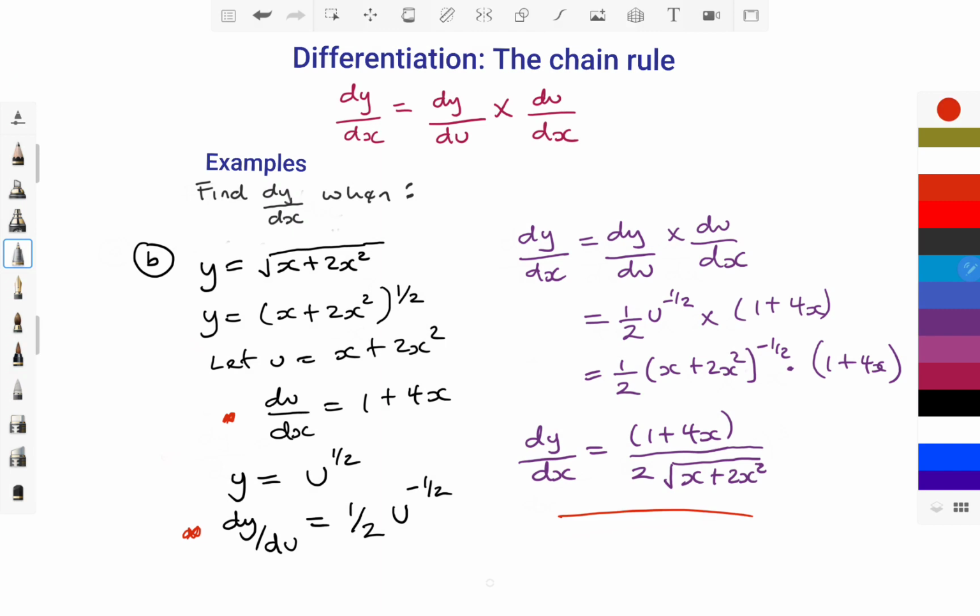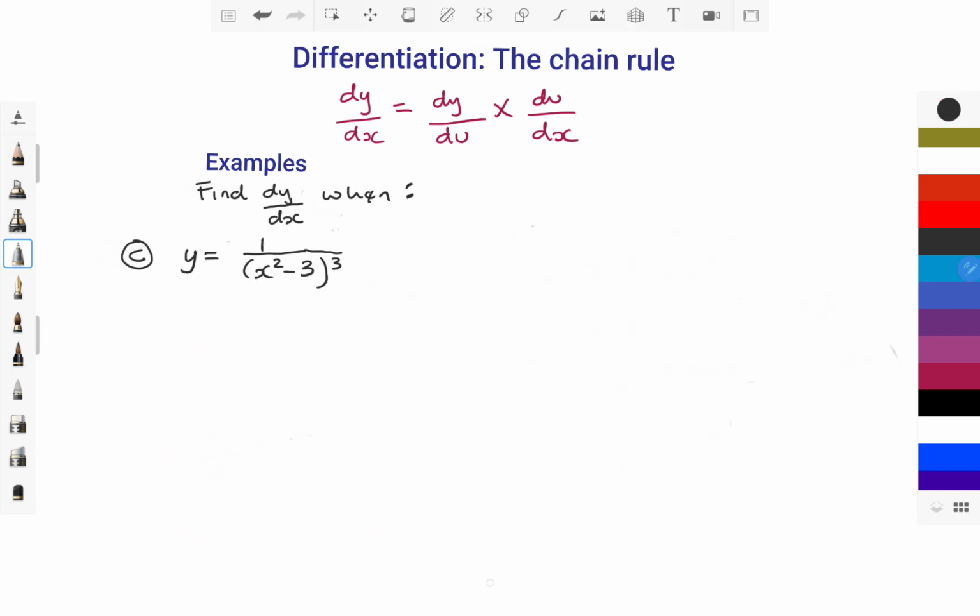Let's try out one more example. In this example, I have find dy/dx when y equals 1 over (x squared minus 3) all to the power of 3. I'm going to change this into y equals (x squared minus 3) to the power of minus 3, taking my bracket to the top. Let u equal my inner function, which is x squared minus 3. My du/dx from here is going to be 2x.